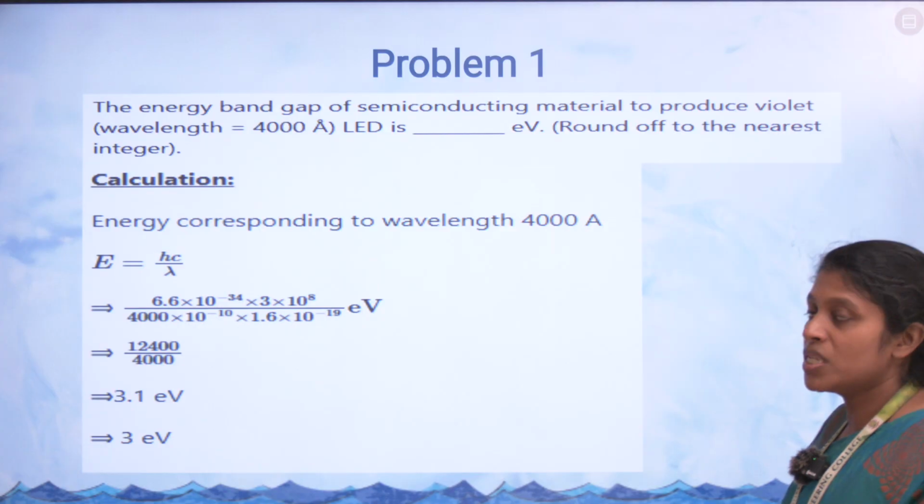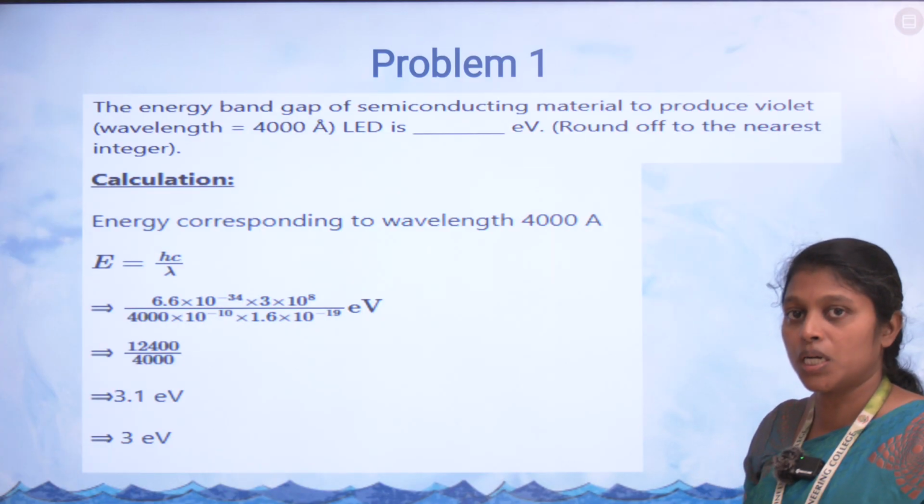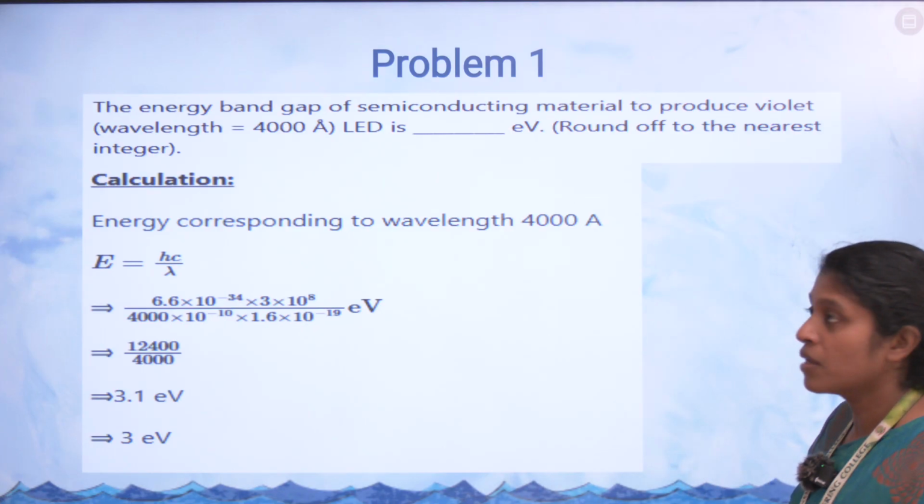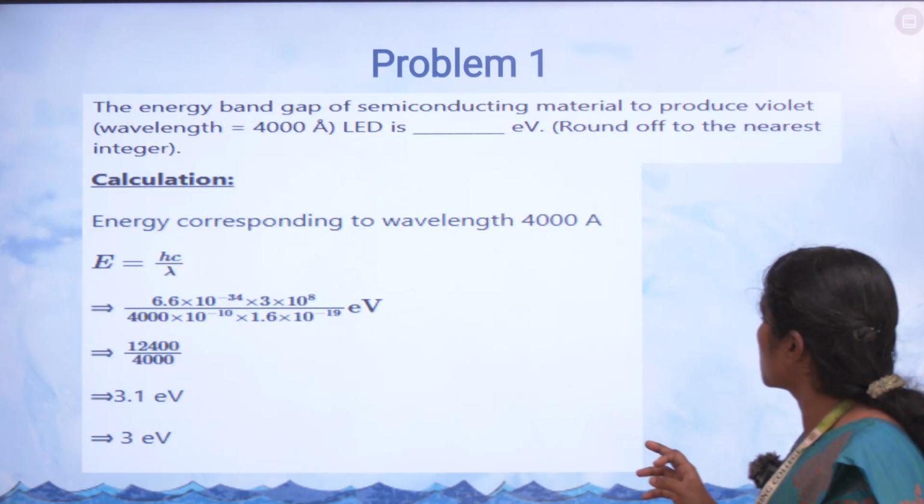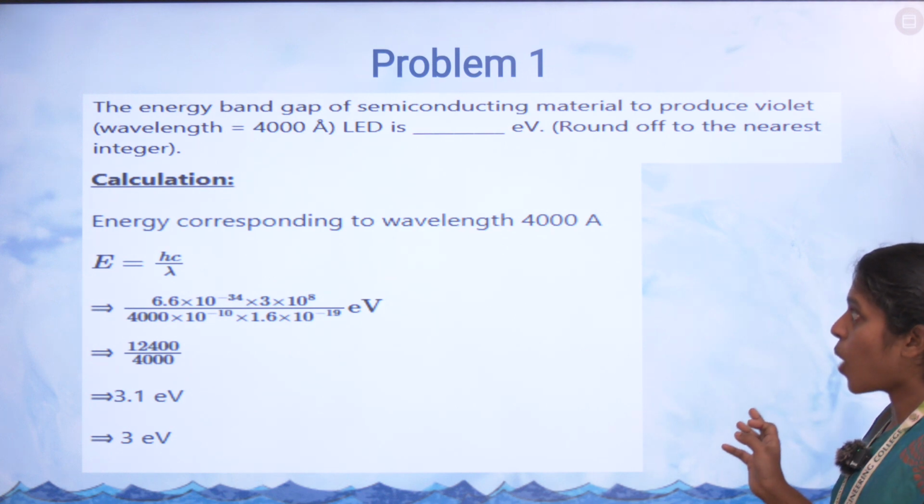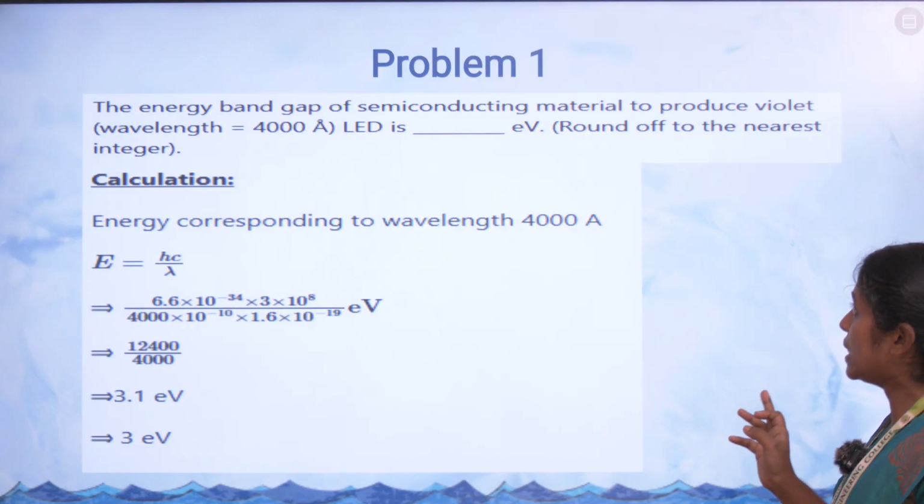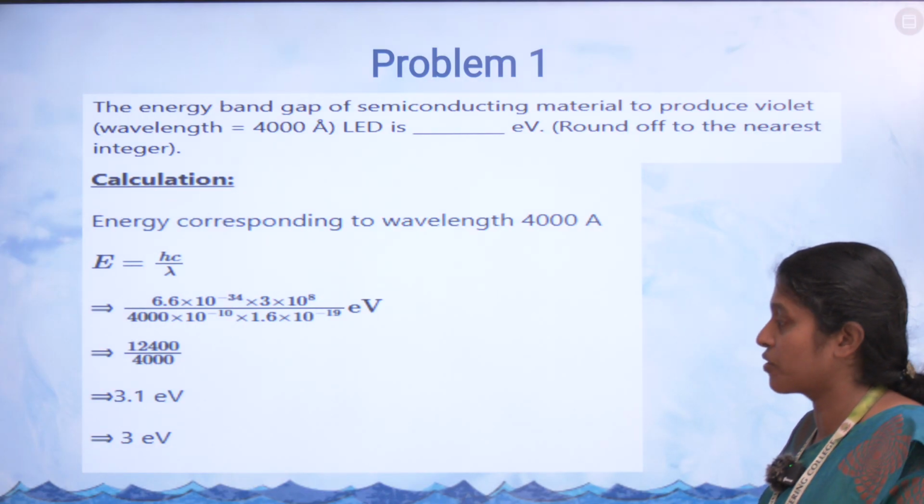Next we'll see some problems related to the GATE examination. The first one: the energy band gap of a semiconductor material used to produce violet light, with wavelength given as 4000 Angstrom. How many electron volts is the LED? We have to find it.